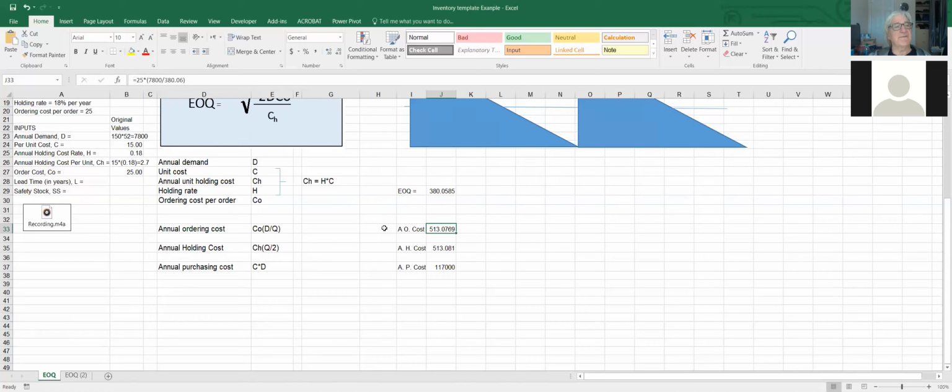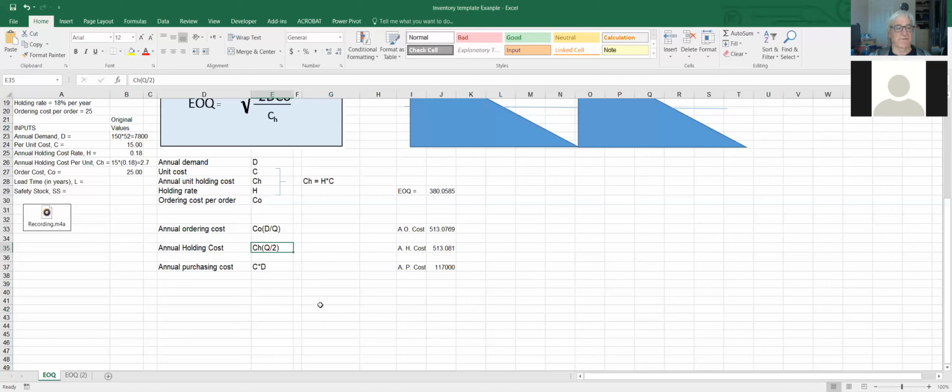In our case, 25 times 7,800 is the demand, divided by 380, the order size. So how do we know that it's 380? We'll go in a second and you'll see that. Now, if you decide to order 300 here, then you divide by 300. It's your decision.